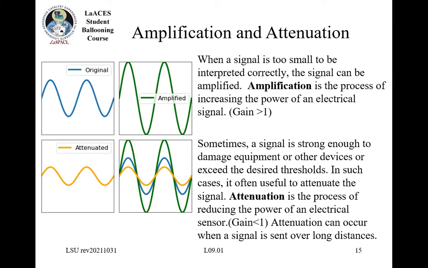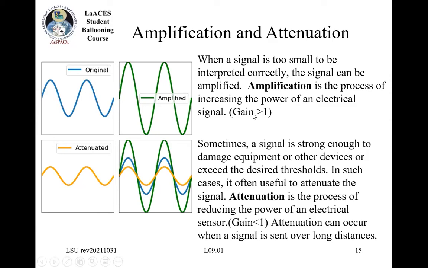So to amplify a circuit, we mean just modifying it, but more specifically, when it's too small and we want to make it larger, we call that amplification, right? You're making the signal greater. In other words, we have a gain of greater than 1.